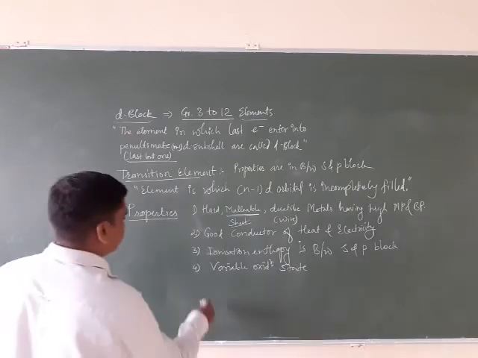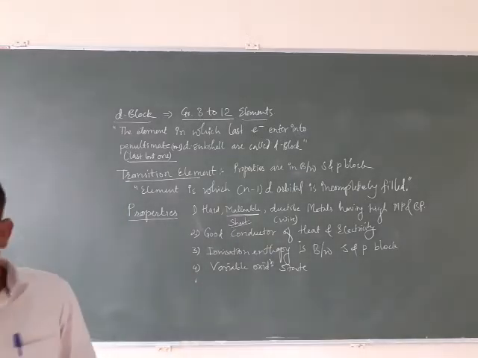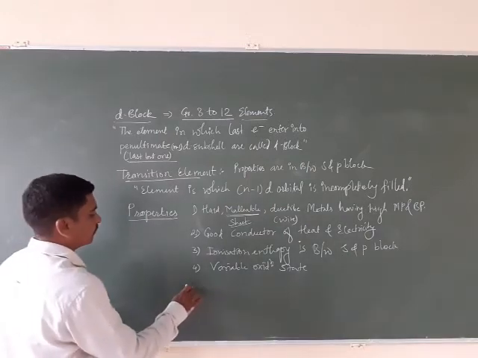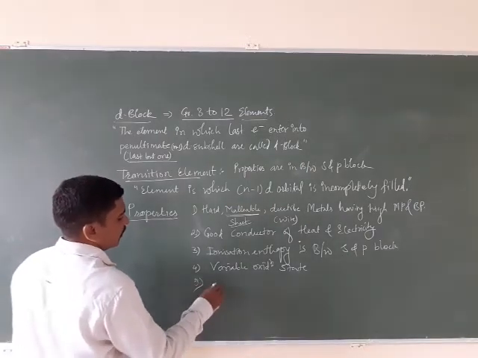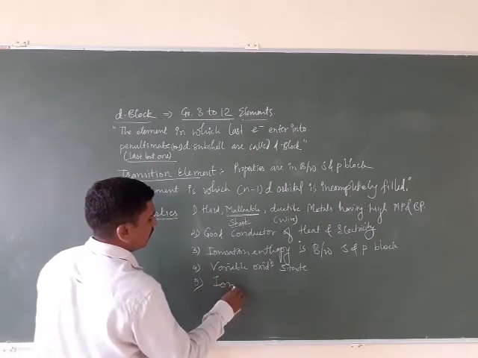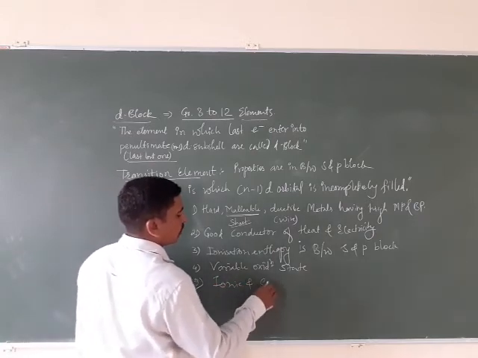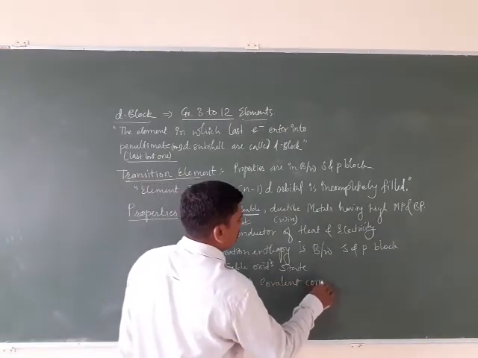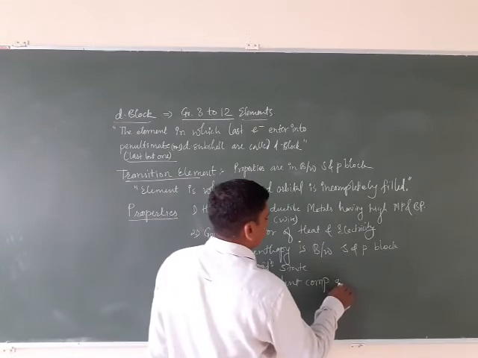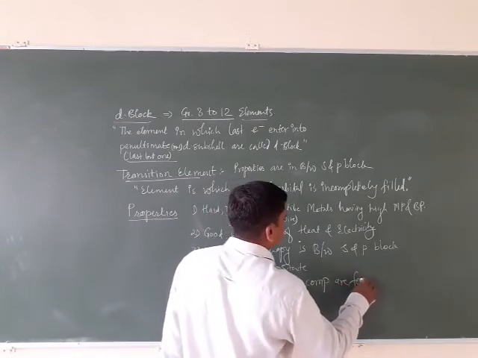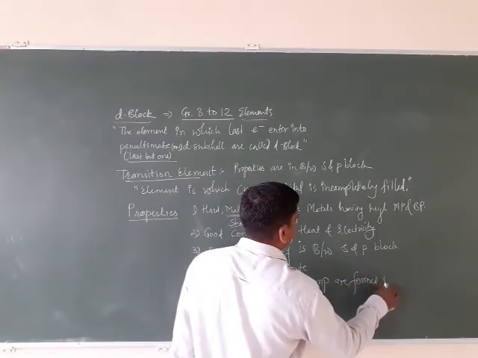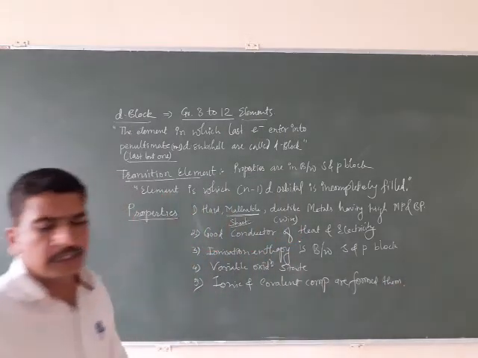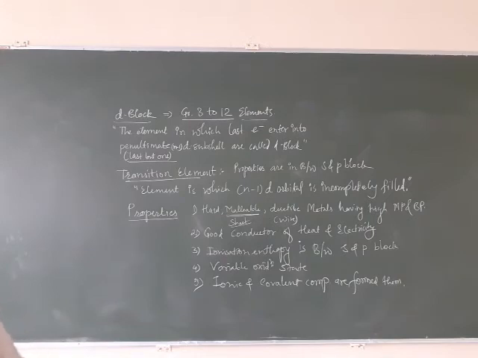They form both ionic and covalent compounds. Covalent compounds are formed by them. They form ionic as well as covalent compounds. So both types of compounds are possible.